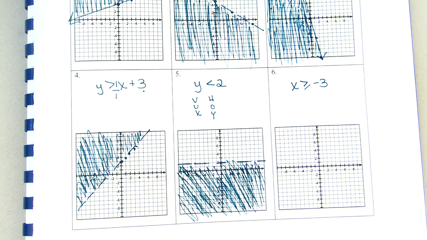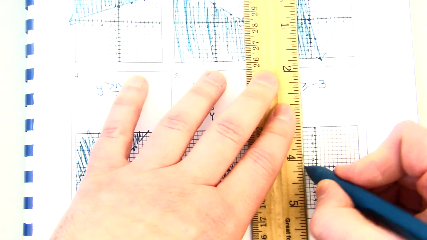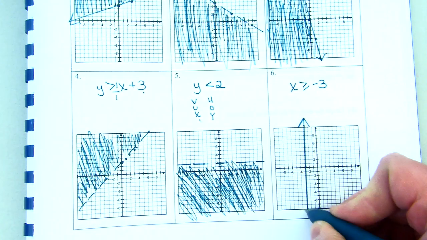Last one in the notes. What sort of line is this going to be? Solid line. And how would I graph x equals -3? Vertical line. X equals vertical line over there. I'm going to do a vertical line at -3. It's going to look like that.